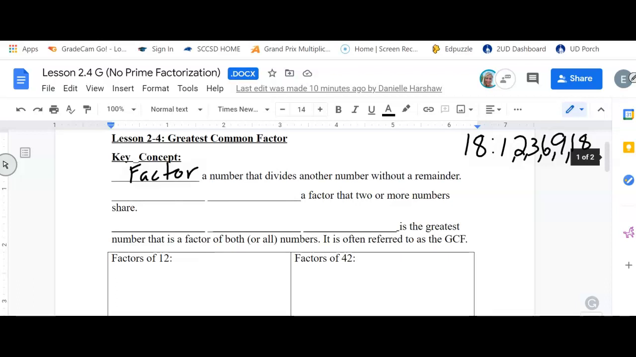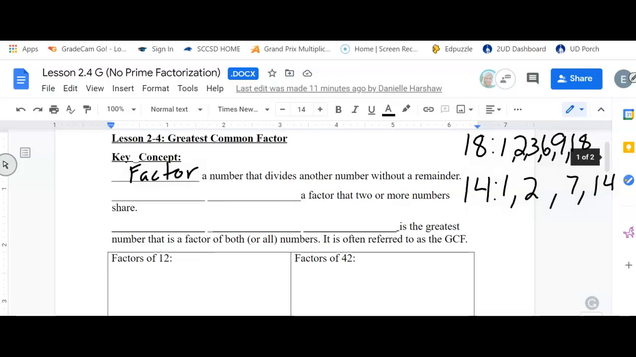What about factors of 14? Chloe, what's one? 7 and 2. Chris? 14 and 1. Are there any other ones? Okay. All right. Factors. Got it?